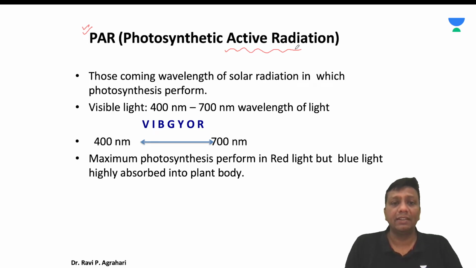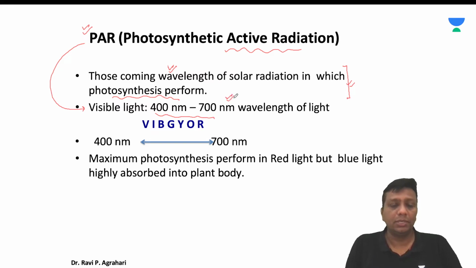What is photosynthetically active radiation? It is that wavelength of solar radiation coming towards the earth in which the photosynthesis mechanism is performed. In which radiation of light does the photosynthesis mechanism perform? This is the photosynthetically active radiation. The wavelength of light of PAR is 400 nanometer to 700 nanometer, which is visible light. When you pass this visible light through a prism, you will get the 7 colors, VIBGYOR: violet, indigo, blue, green, yellow, orange and red, guys. Maximum photosynthesis is performed in red light.